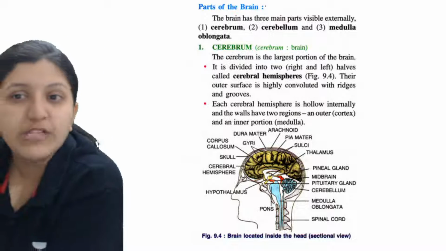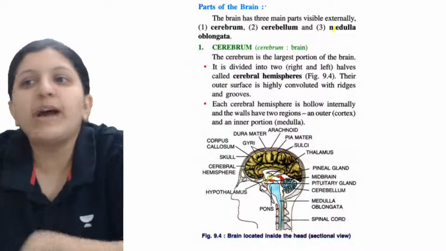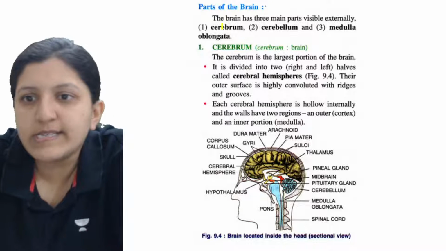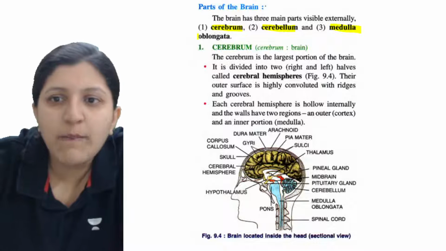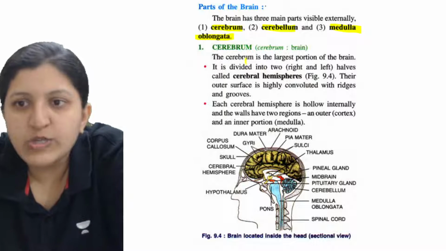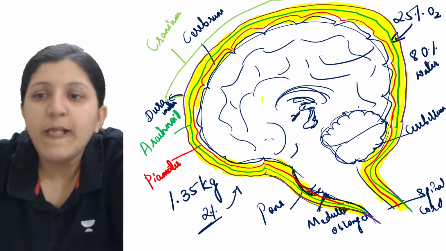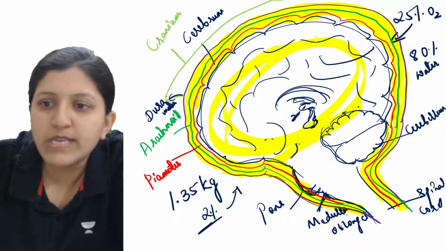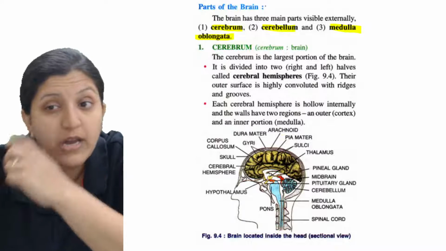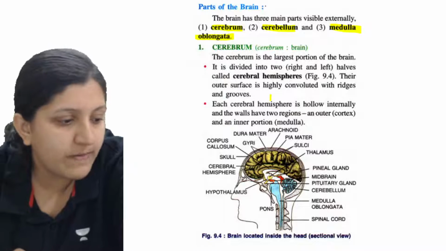With respect to the parts of the brain, there are three main parts visible externally. There is the cerebrum, the cerebellum, and the medulla oblongata. The cerebrum is the largest portion, as you can find in here, so this complete part comes under the cerebrum. The cerebrum is divided into two halves, that is the cerebral hemispheres.